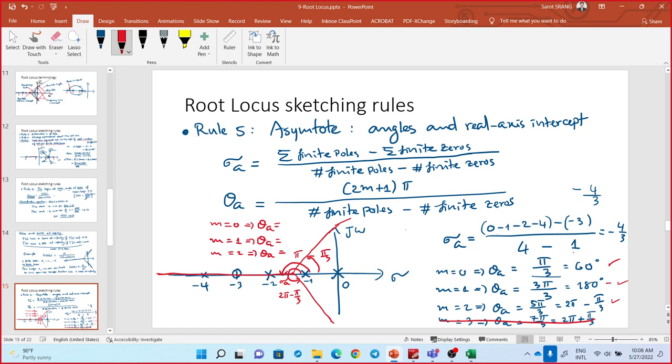Is there any question up to this rule? Okay, if no question, I should stop this lecture.